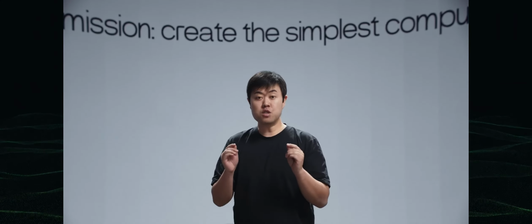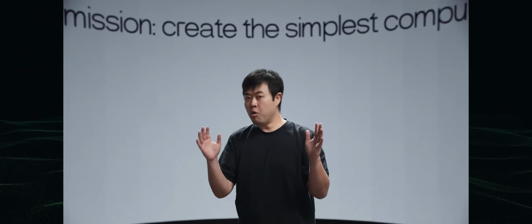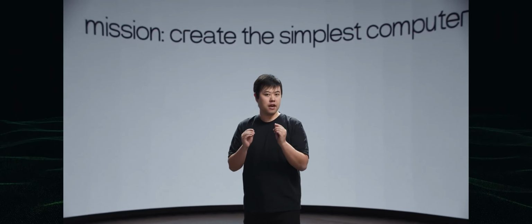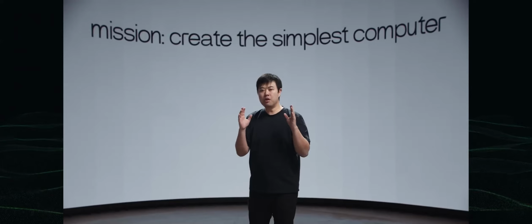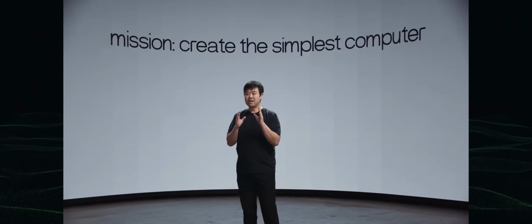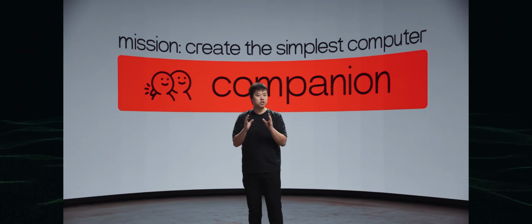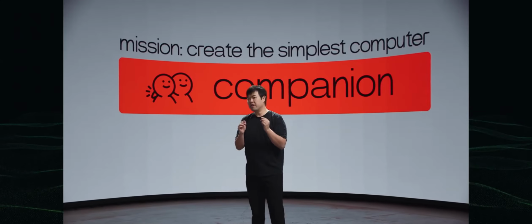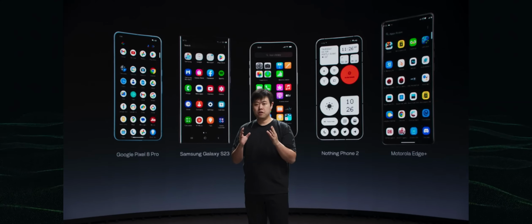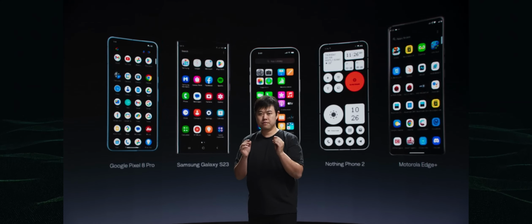Our mission is to create the simplest computer, something so intuitive that you don't need to learn how to use it. The best way to achieve this is to break away from the app-based operating system currently used by smartphones. Instead, we envision a natural language-centered approach. The computer we're building, which we call a companion, should be able to talk to, understand, and more importantly, get things done for you. The future of human-machine interfaces should be more intuitive.